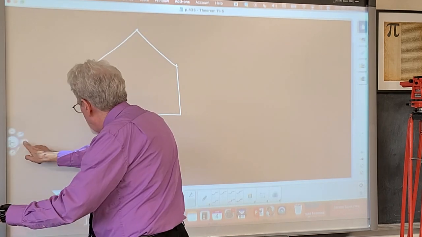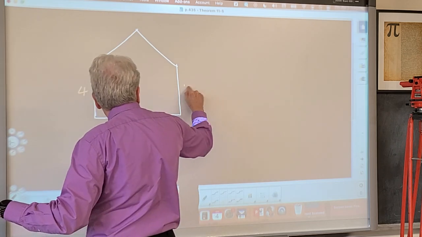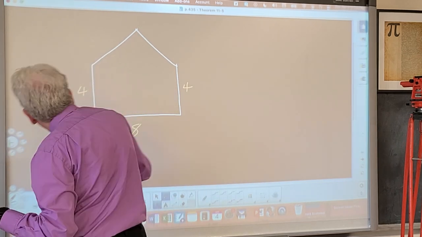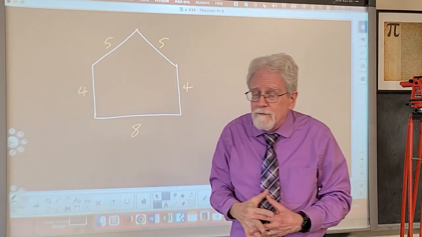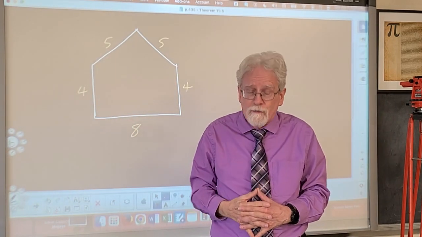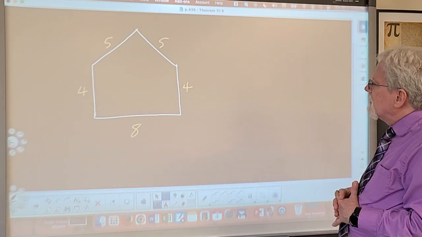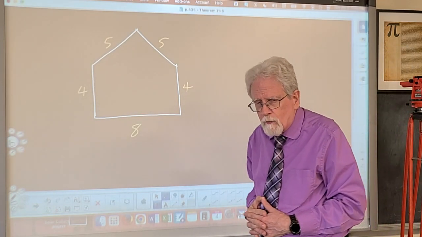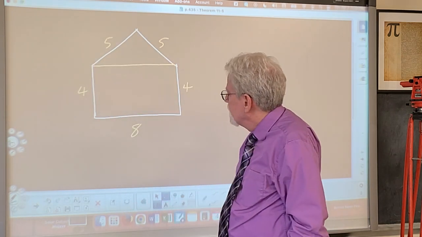All right, so what do we got? We're told this is 8. Excuse me. This is 4. This is therefore also 4. We've got the sides here of 5 and 5. All right, now this one we definitely don't have a formula for. So what are we going to do about this? Well, we're going to break it into pieces that we can work with. Let's break it like that.